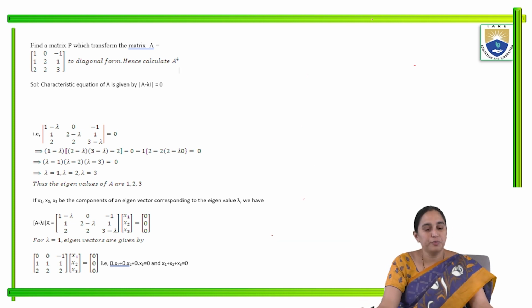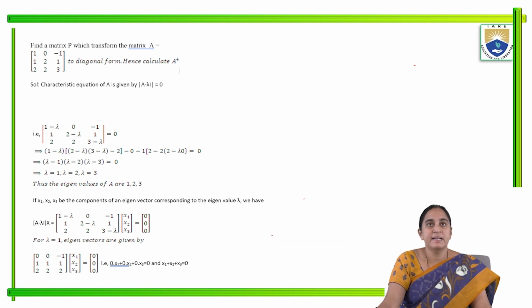First question: find a matrix P which transforms the matrix A equal to [1 0 -1; 1 2 1; 2 2 3] to a diagonal form. Hence calculate A power 4. Observe whether the given matrix is a square matrix or rectangular matrix. This is a 3 by 3 matrix, so this is a square matrix.